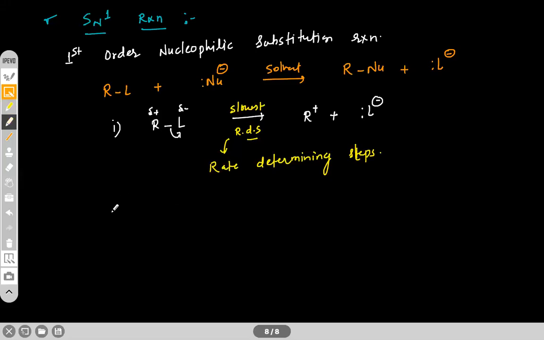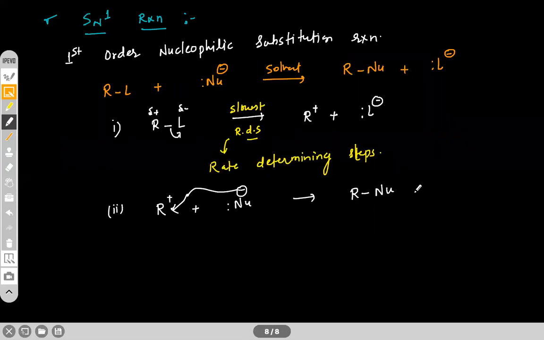Now in the next step, the second step of the reaction, the nucleophile that you are taking attacks onto this R plus and forms a bond with the carbon atom which has the positive charge, giving RNu. So this is how the product forms. It is a two-step reaction, and overall, the reaction is this only.